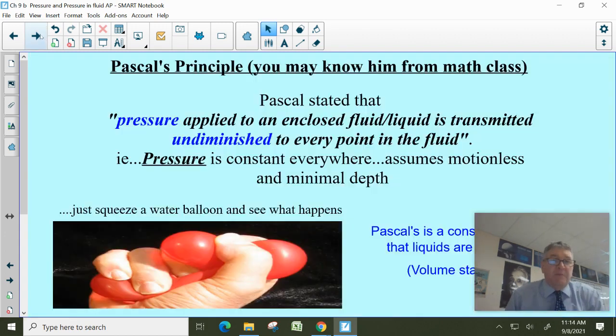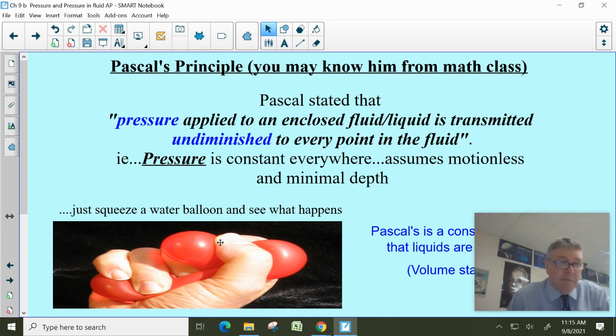Now, this brings up Pascal's principle, and I would like you to write this down. You probably have seen Pascal from math class. I'm sure they've talked about Pascal. He did a bunch of math stuff. He stated the following. He said, the pressure, and be careful, not the force, but the pressure applied to an enclosed fluid, this is a fluid enclosed, not open to the atmosphere, that pressure is transmitted undiminished to every point in the fluid. So the pressure is transmitted undiminished to every point in the fluid. And we'll take a look at what that means, or how we apply that. So it says the pressure everywhere is constant, and it assumes it's motionless and at minimal depth. And I'll explain what that means a little bit later.